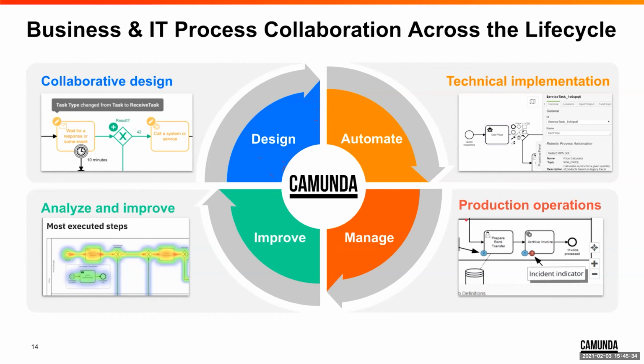And then once in production, there are tools like the Camunda Cockpit that let you see how many processes are running, how many processes are doing well, or if there are problems, namely incidents. There are incident mechanisms in it where you can resolve problems on a large scale at runtime.